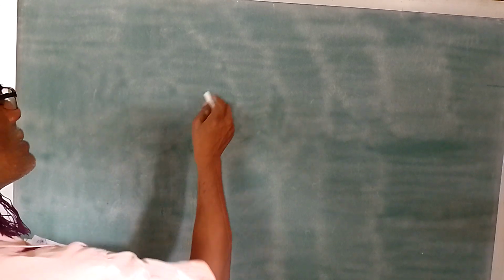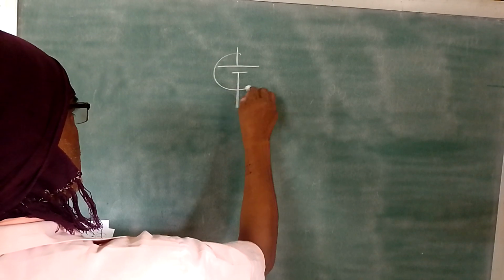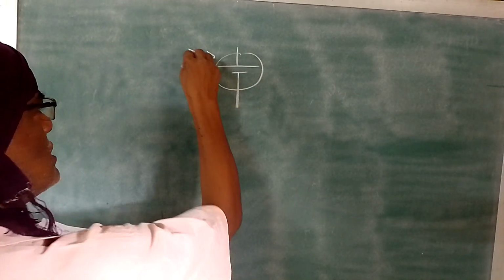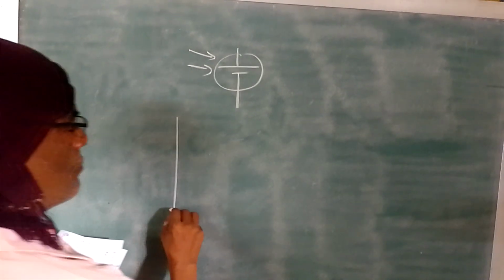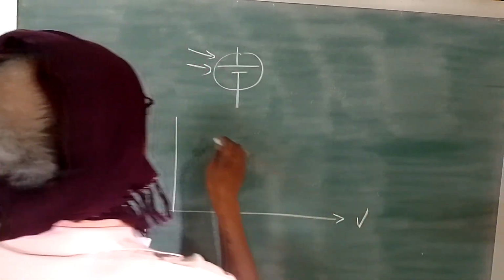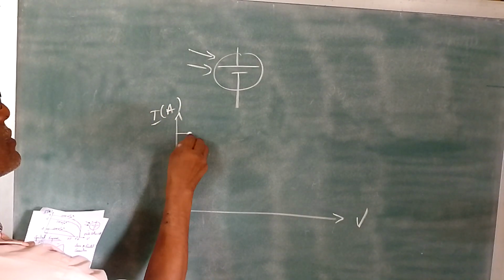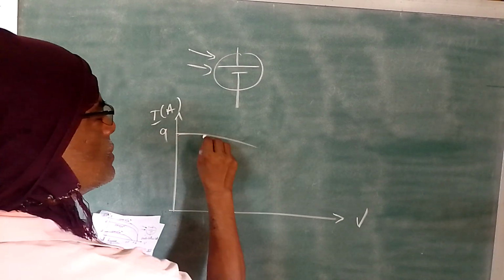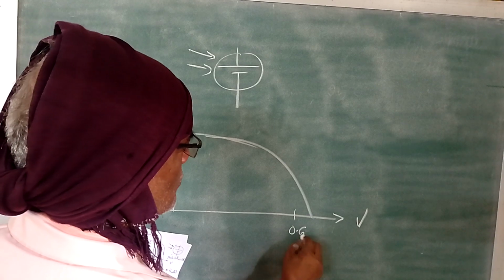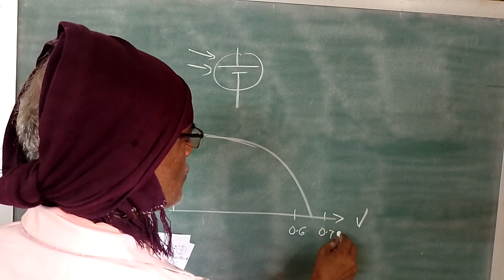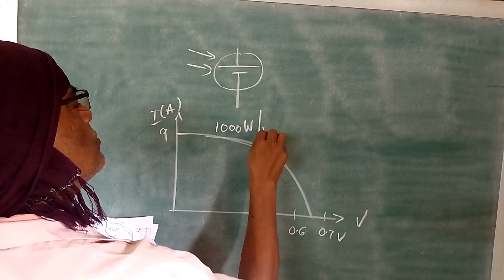First thing I want to tell you is the symbol for the photovoltaic cell. So light rays are falling on that photovoltaic cell. So this is the symbol. Then this is voltage and this is current in ampere. So this is 9 amps. It comes and falls here. This is 0.6 volt and this is 0.7 volt. This happens at 1000 watt per meter square.